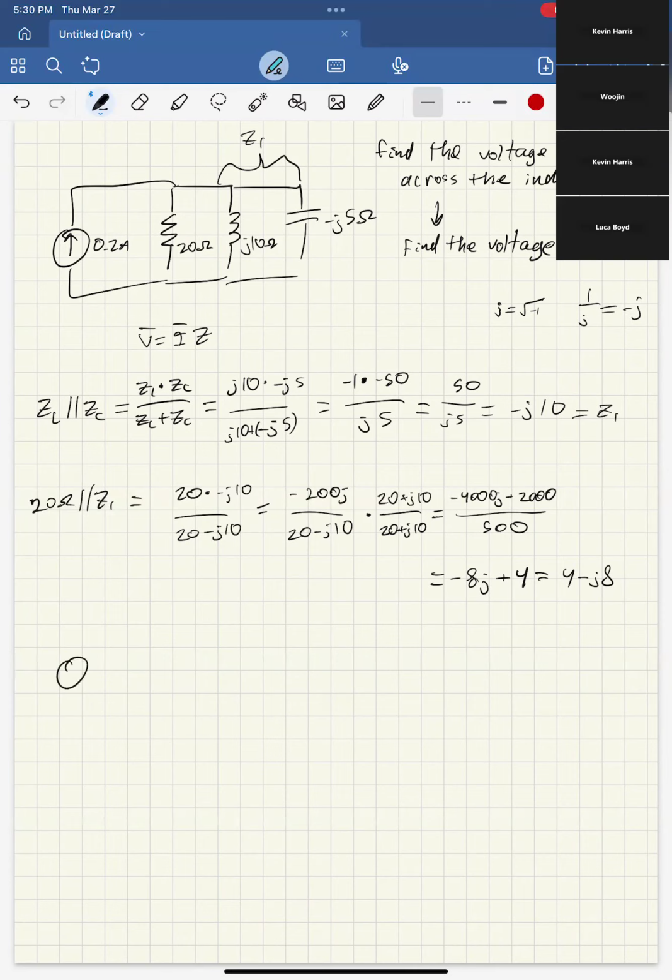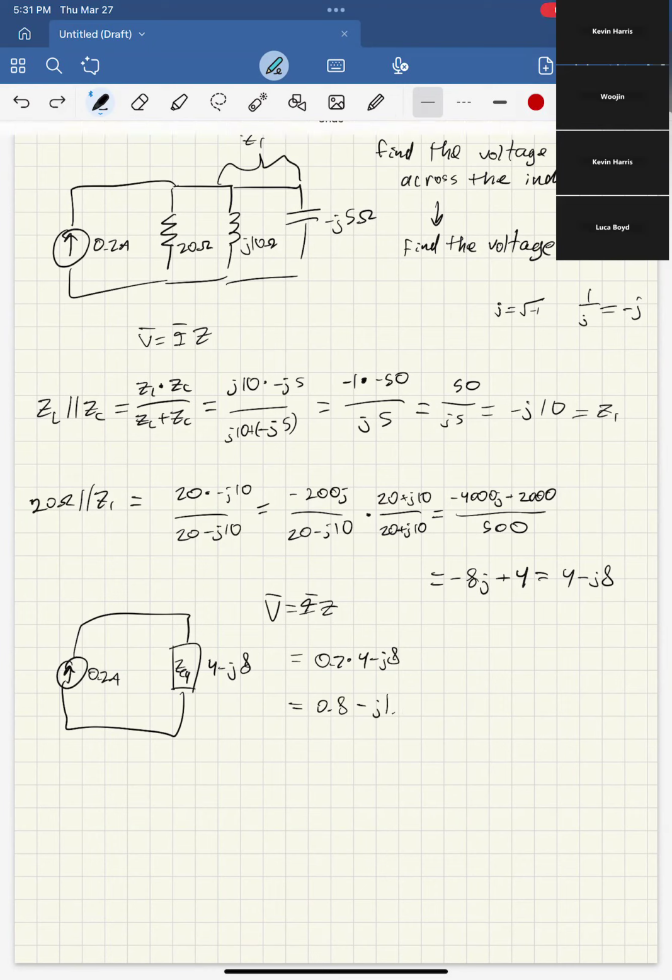So we've simplified the circuit. It is now written as 0.2 amps, and then we have this Z equivalent, which has a value of 4 minus J8. And we want to find, okay, what is the voltage? Well, voltage equals IR or IZ. So the voltage is going to be 0.2 times 4 minus J8, which is 0.8 minus J1.6. However, this cannot be your final answer because we have to turn it into phasor form.